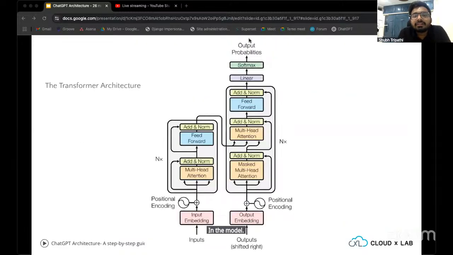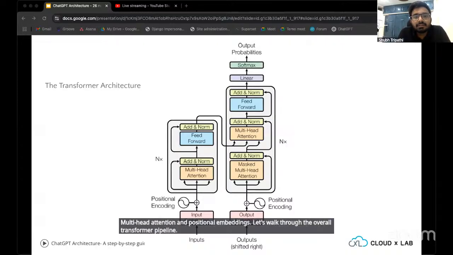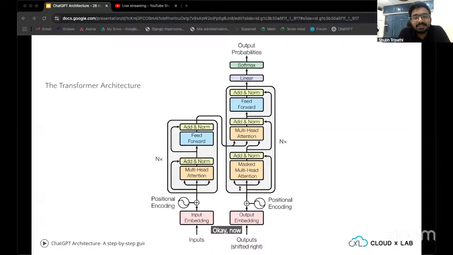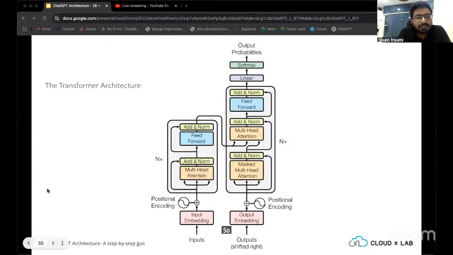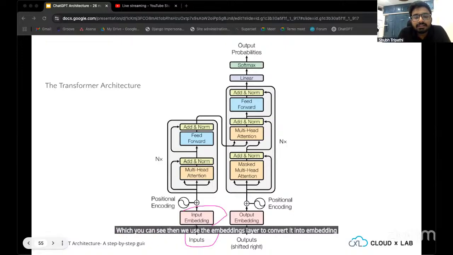Now that we have covered self-attention, multi-head attention, and positional embedding, let's walk through the overall transformer pipeline. Now this diagram may seem a little scary at the start, but let's see what it exactly means. Let me use an annotation here. First we have the inputs here, which you can see. Then we use the embeddings layer to convert them into embeddings.